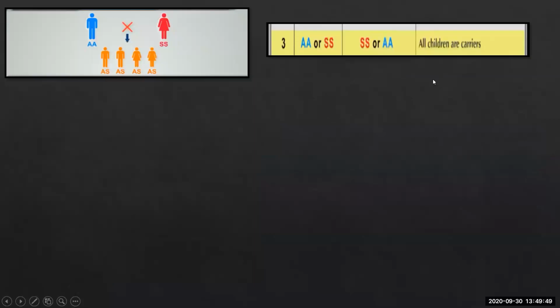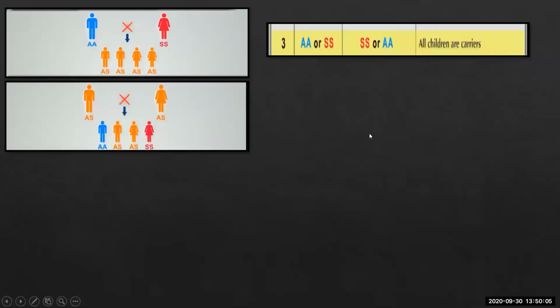Then the third one is, if one parent is normal and one is a sufferer, then all children are carriers. You can see here all children are carriers, means they have a gene for sickle cell anemia.